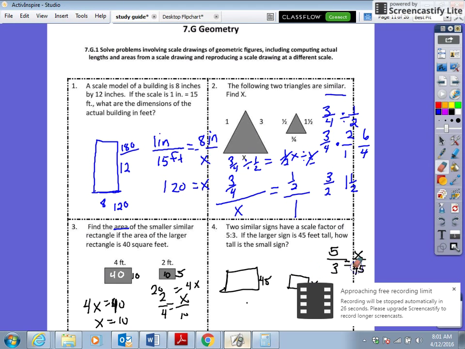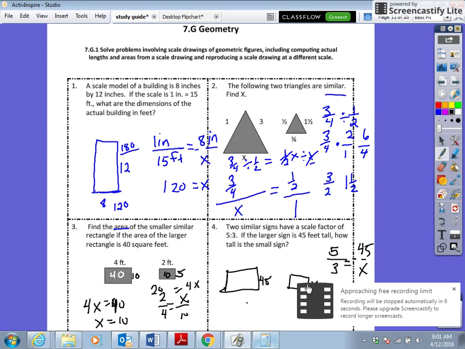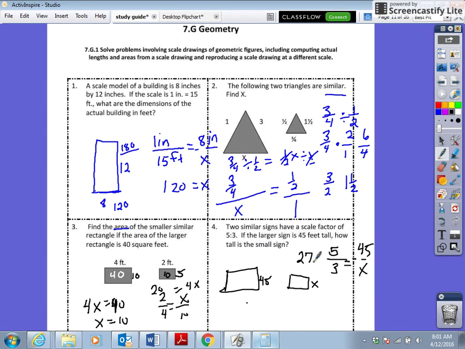I'm so sorry. I put my 45 on the wrong part. There we go. Because that's the bigger one. 45 goes with the bigger one. So my smaller one is where the 3 goes. So I multiply 3 times 45. 3 times 45. And then I divide by 5. And I get 27. So my other one is 27 feet tall.